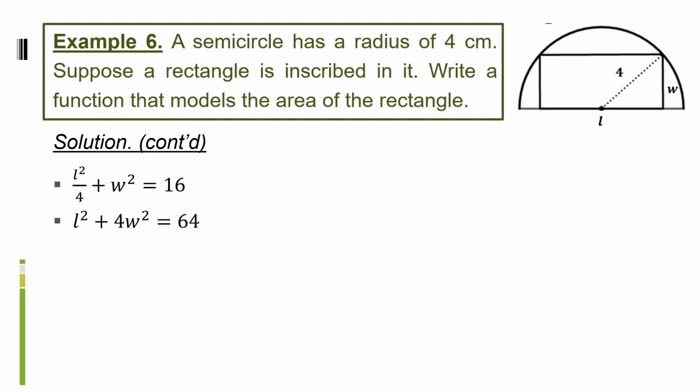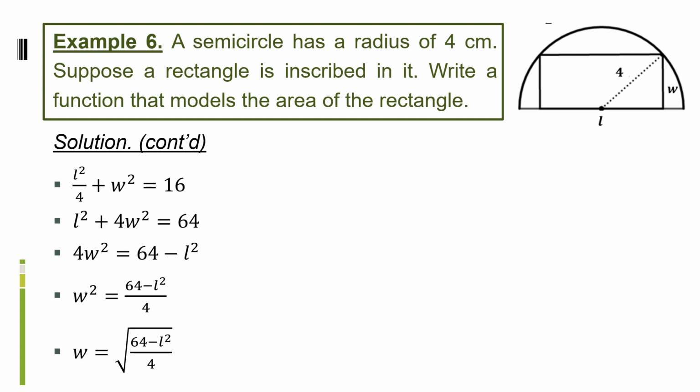Since we already know that, by multiplying 4 to both sides, we have L squared plus 4W squared is equal to 64. Then, 4W squared now is equal to 64 minus L squared. Divided by 4, we have W squared equals 64 minus L squared over 4. Taking the square root, we have square root of 64 minus L squared over 4. We are only taking the positive, because our dimension is positive.